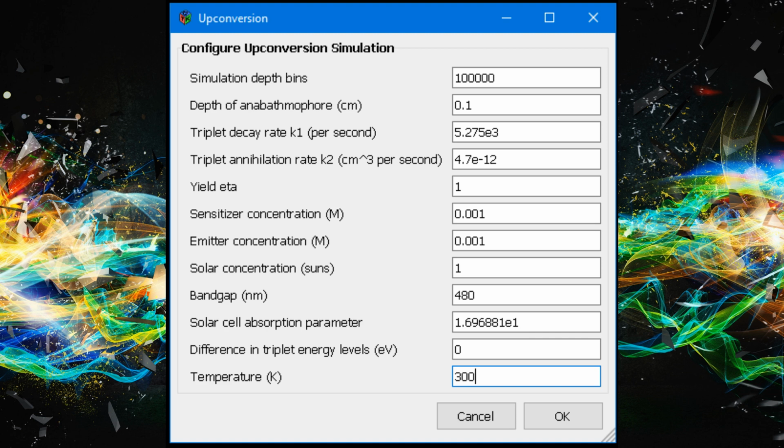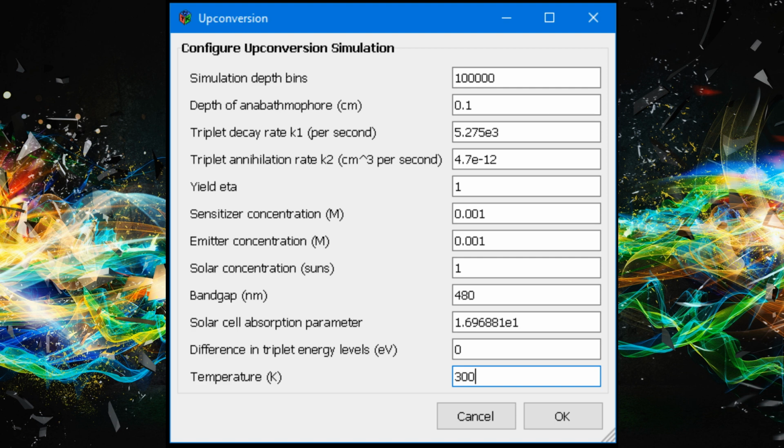The emitter concentration is also in moles per liter. If you select a value that is unreasonably low, then the number of excited states will exceed the number of emitter molecules, which does not make sense. We do not check to see if that happens.